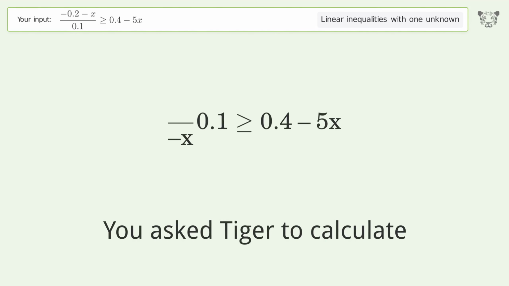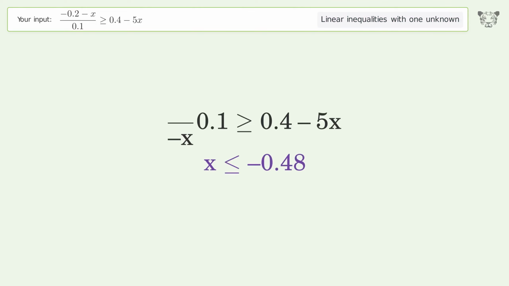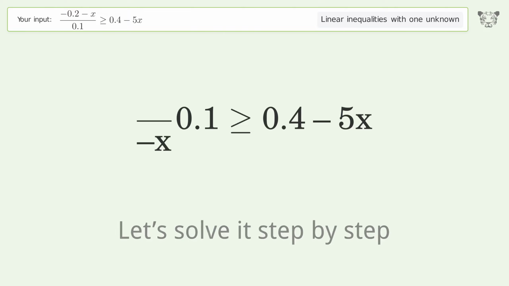You ask Tiger to calculate. This deals with linear inequalities with one unknown. The final result is x equal or smaller than -0.48. Let's solve it step by step.